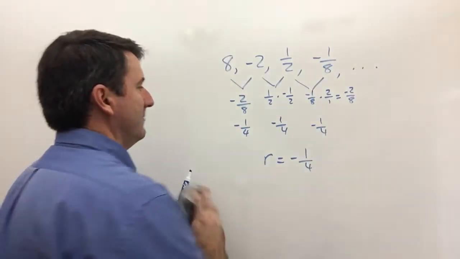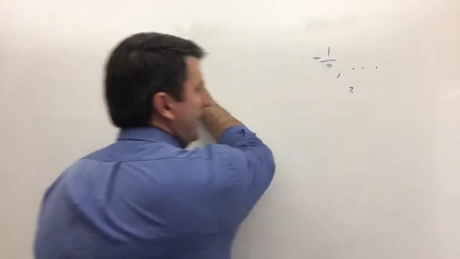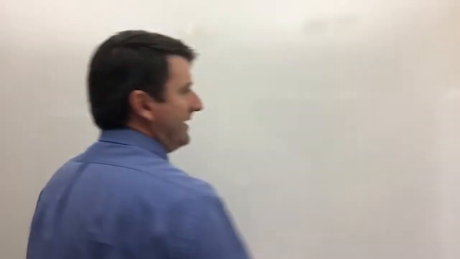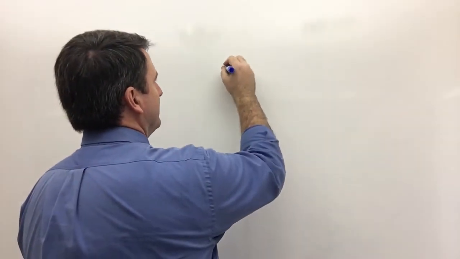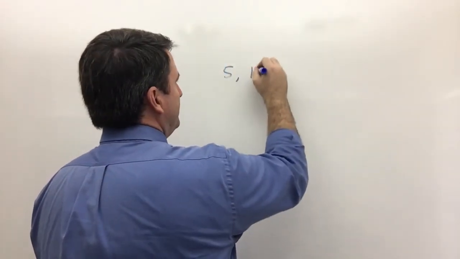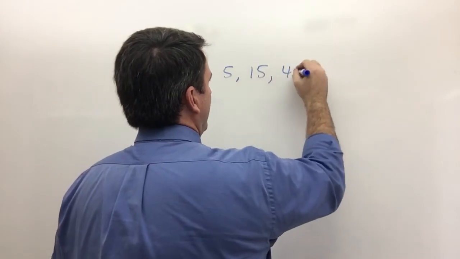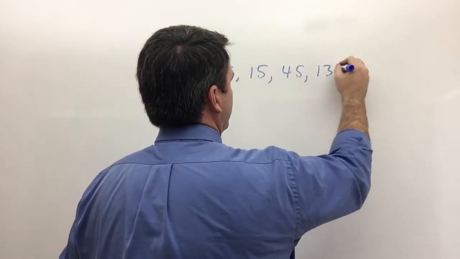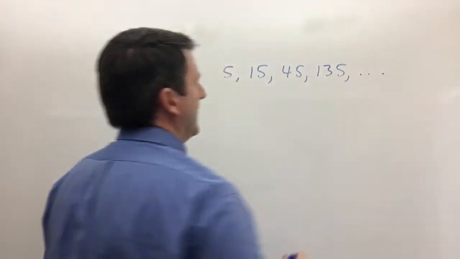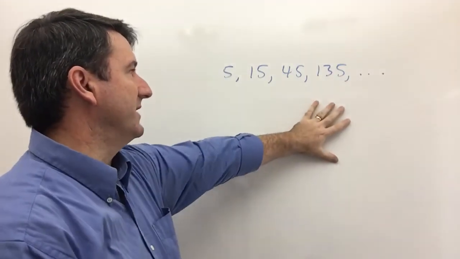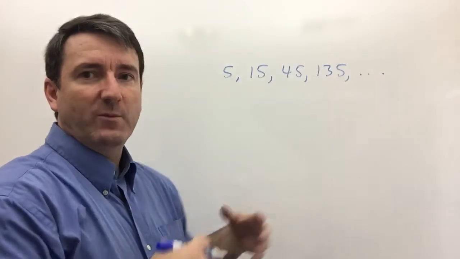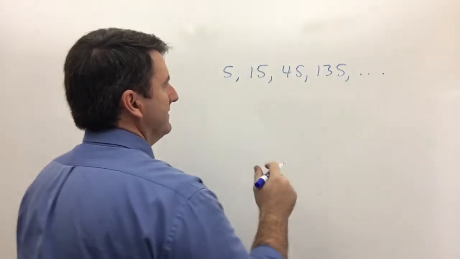The second example, we are asked to find the 8th term in this sequence, 5, 15, 45, 135. So to find the 8th term in this sequence, we first need to set up an explicit formula, and then we can find that term directly.